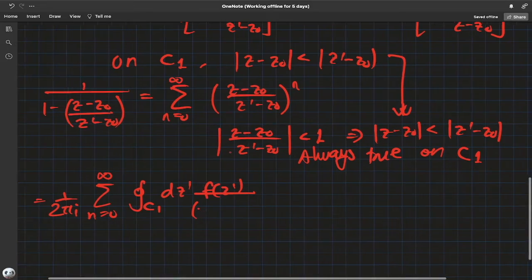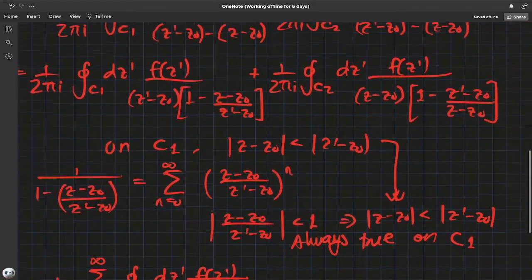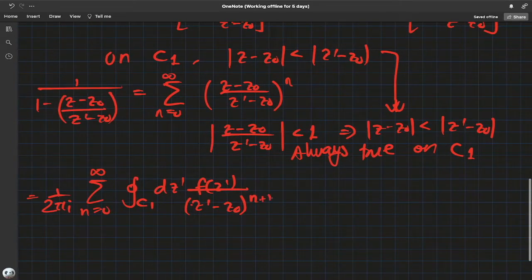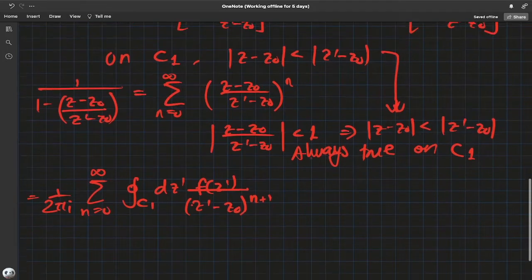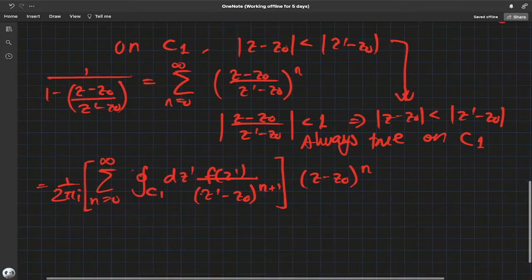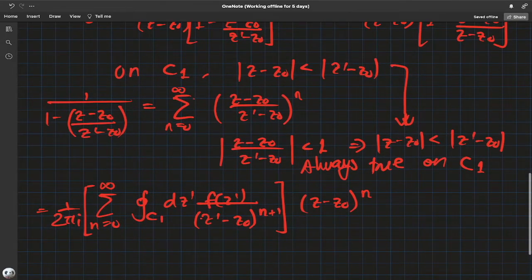So it's going to be z prime minus z naught raised to the n plus first power in the denominator, and this numerator, which is independent of z prime, so you can take it outside the integral, to get z minus z naught to the nth power. That's the C1 term. Let's try to do a similar thing on C2.